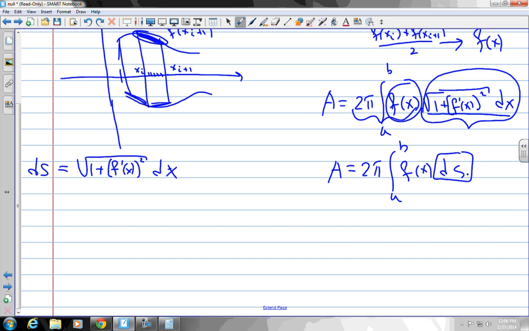Well, we'll do that on Wednesday. We're going to do examples of that. But hey, here's the formula. Sorry, got a little messy. Okay. All right. I'll see you on Wednesday.